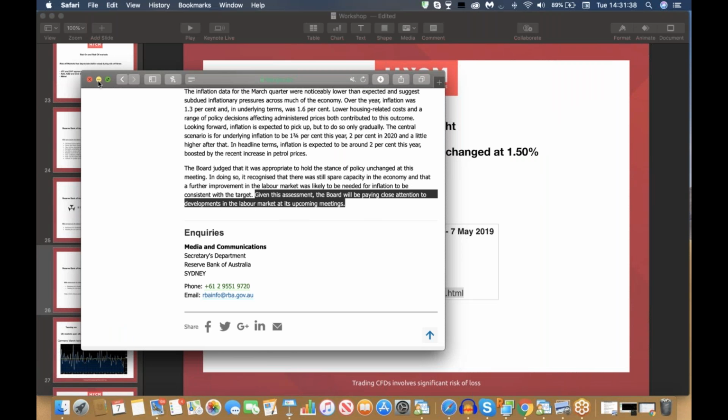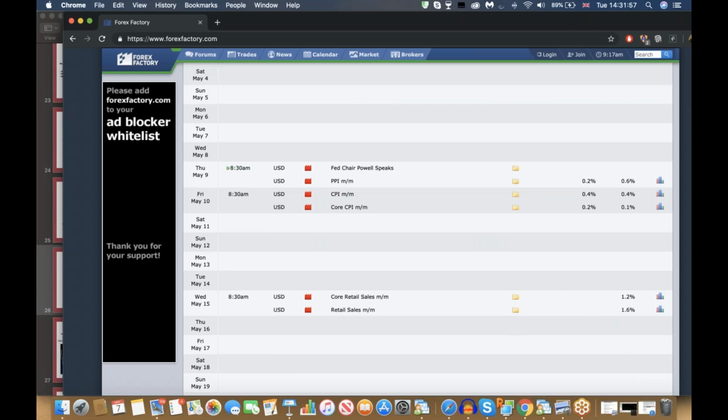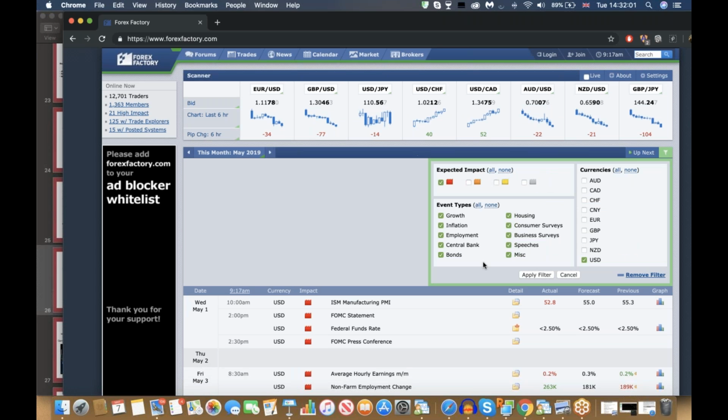So a strong labour market reading will mean that the Reserve Bank of Australia is more likely to stay on hold. A very weak labour market reading will mean that the Reserve Bank of Australia is more likely to cut interest rates. And if they're more likely to cut interest rates, then we're going to see a fall in the Australian dollar.